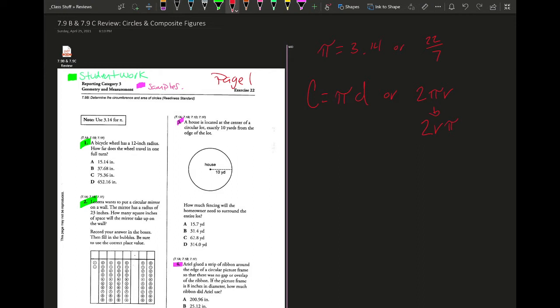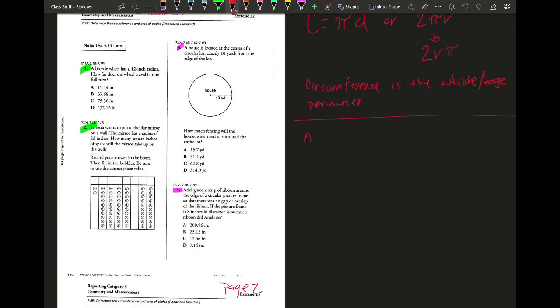That's for circumference. And just to remind you, the circumference is the outside. And you might want to call it also perimeter if you want to. Well, you shouldn't, but it gives you an idea. That's circumference. Now, the other thing that we have is area.